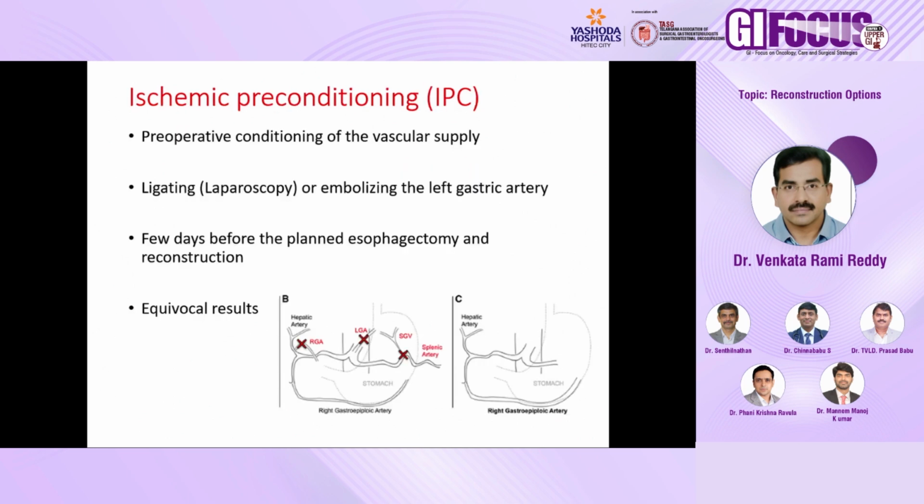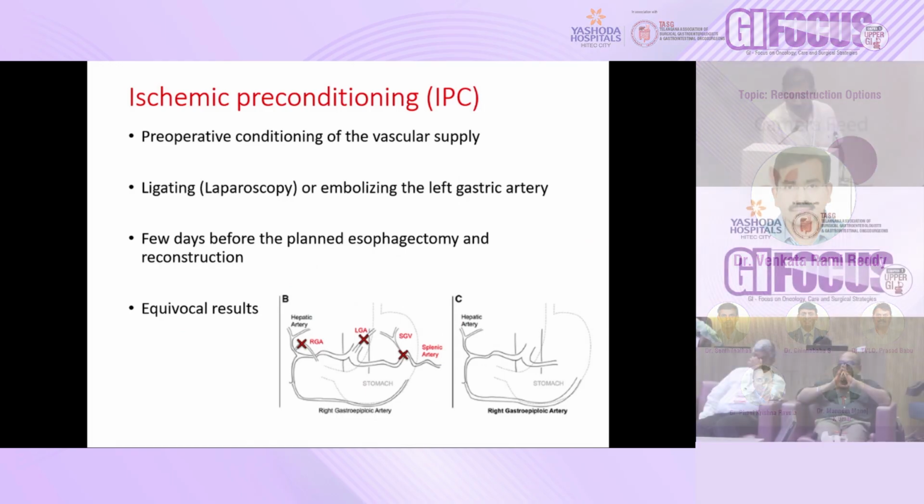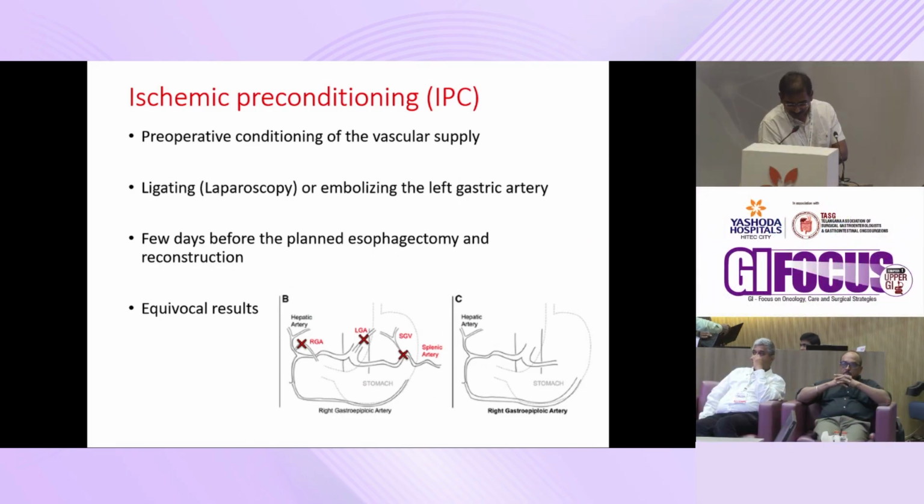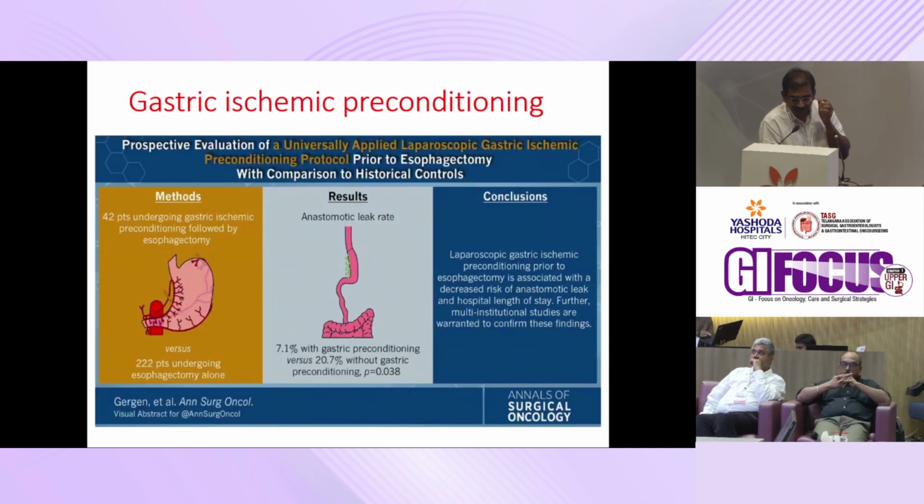There is also something called ischemic preconditioning, but I don't know how many people do that. At least for mention, we are mentioning it. This preconditioning, IPC, is where they ligate the left gastric artery some time before your surgery, either by embolization or by laparoscopy, and then leave it. There are some studies which have shown positive results. In one study, the leak rates went down from 20% without preconditioning to 7% with preconditioning.